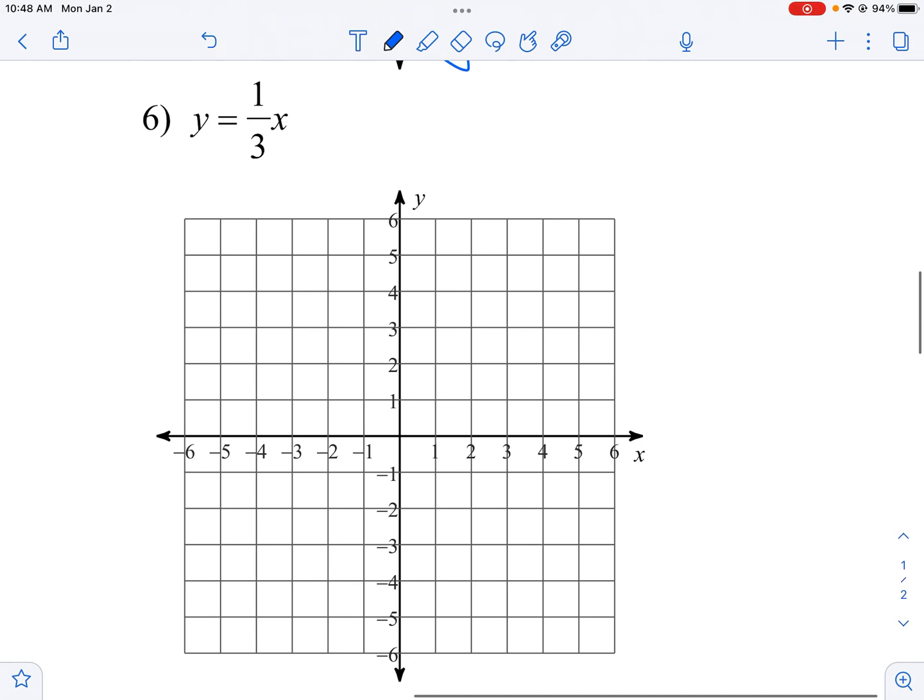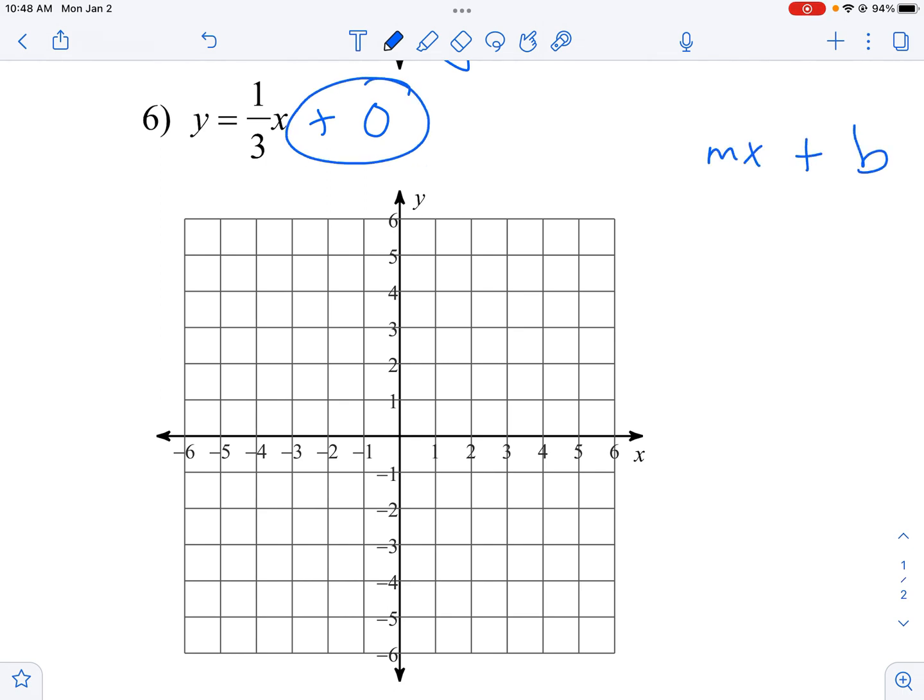Okay, let's look at 6. There's no number here for my y-intercept, and so you can put +0. Remember, it's mx plus b. It's not going to be 1 in this case, because if you add 1, that would actually say add 1. 0 is the additive identity, so you can put 0 there.